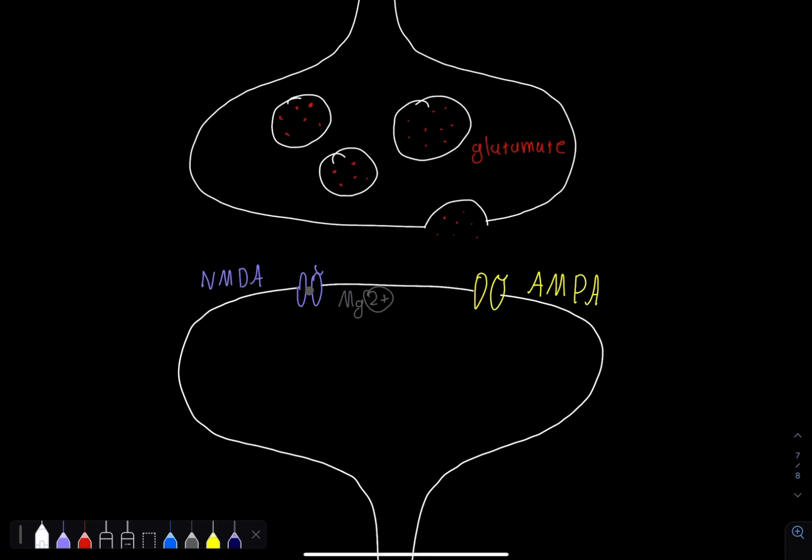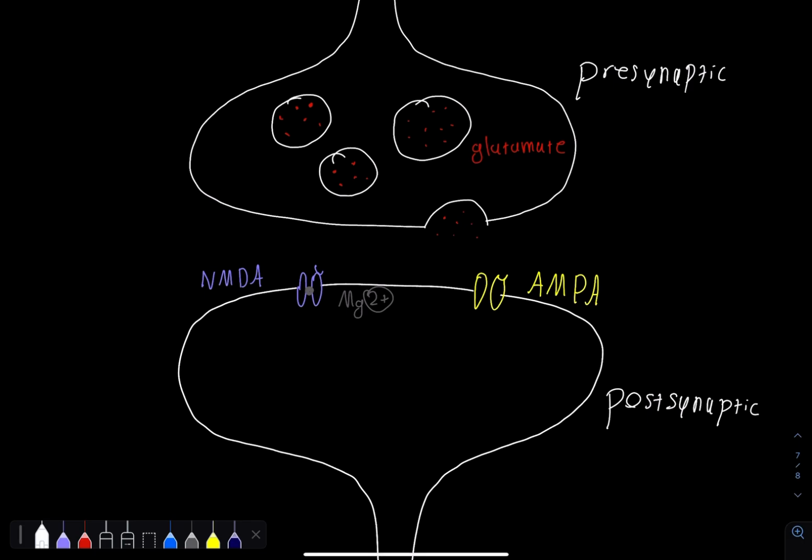Today we're going to talk about the receptors of the neurochemical called glutamate. Glutamate is the major excitatory neurotransmitter of the nervous system, and it's represented in these red dots in this picture. Here we have a presynaptic neuron that is sending glutamate to this postsynaptic cell.